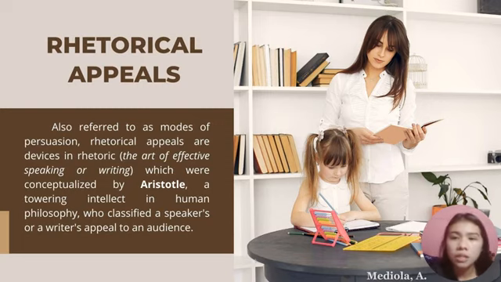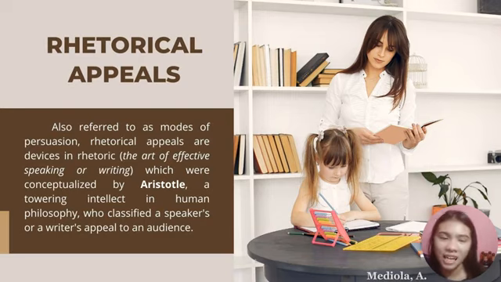As defined by Aristotle, there are actually three methods to persuade someone, and those are ethos, logos, and pathos. Ethos is the credibility or trustworthiness of the source. For example, noted Harvard professor John Smith says. So there is credibility. It says John Smith says.